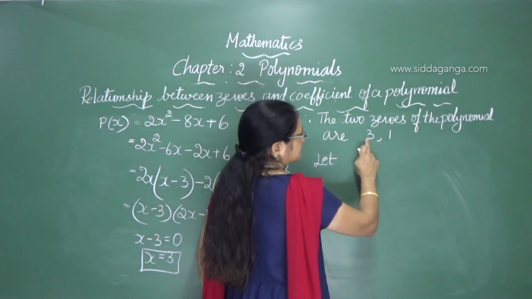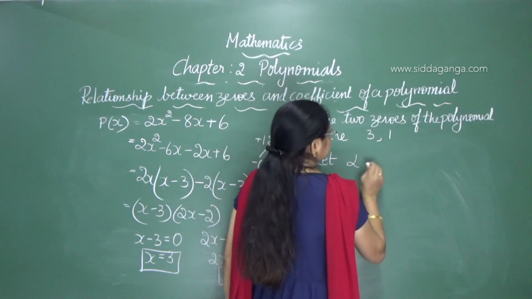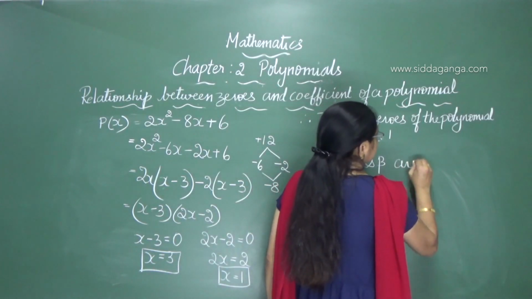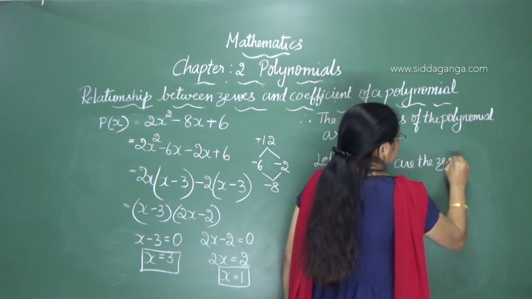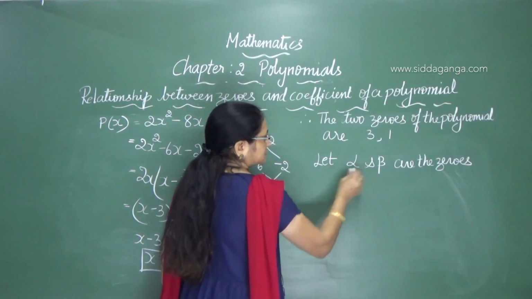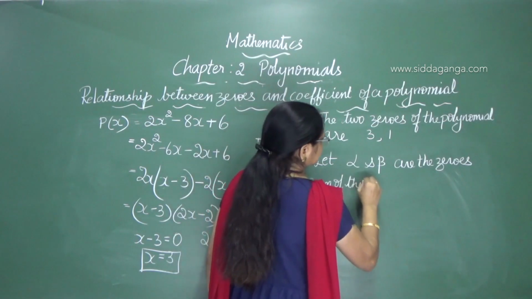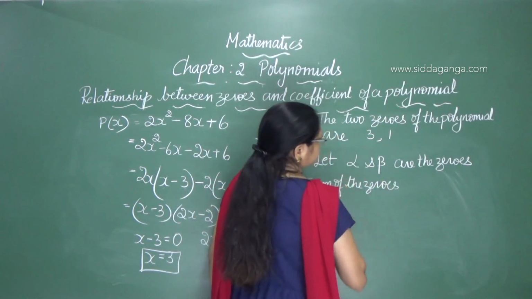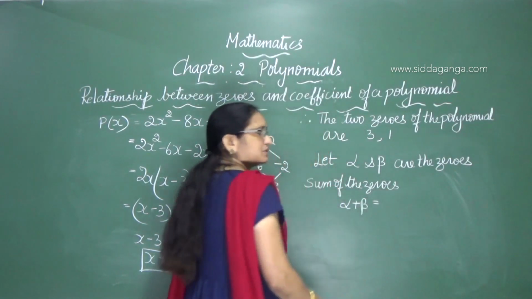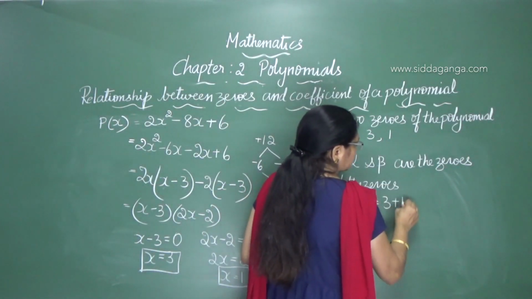let us take this as alpha. Let the two zeros be alpha and beta. Let alpha and beta be the zeros of the polynomial. Now, let us find the sum of the zeros. When you want to find the sum of the zeros, that is alpha plus beta, alpha plus beta will give you 3 plus 1.